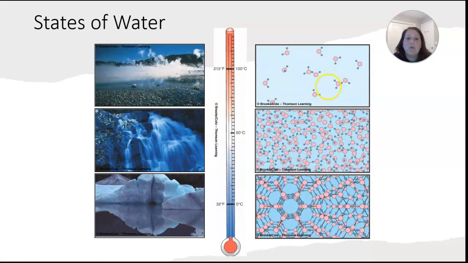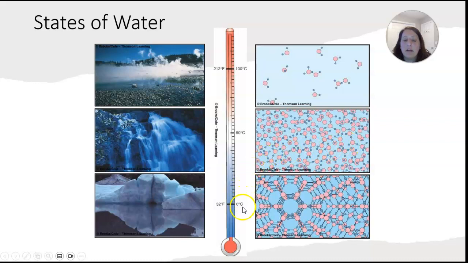Okay? When we go to liquid water, so when we cool water down a bit, it's going to leave the gaseous state and become a liquid. Okay, so this is at about 50 degrees Celsius. So if we take a look at liquid water, look, the molecules are closer together, okay? And there's some hydrogen bonding, but not the maximum amount, okay?